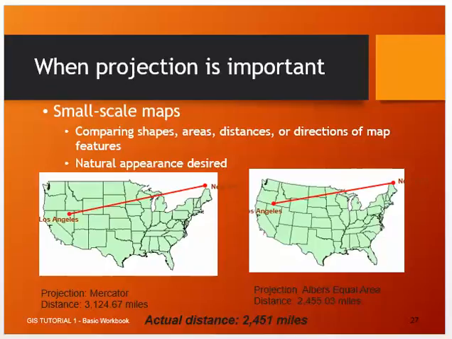So the distance between Los Angeles and New York, which I apologize are in the wrong place, I need to move those lines, on the Mercator projection is a little over 3,100 miles. In the equal area projection, it's 2,400 miles. It's actually 2,450. So the equal area is pretty close. But if you were calculating a fuel load for an airliner from Los Angeles to New York, you'd want to make sure that you knew it was 2,451 miles.